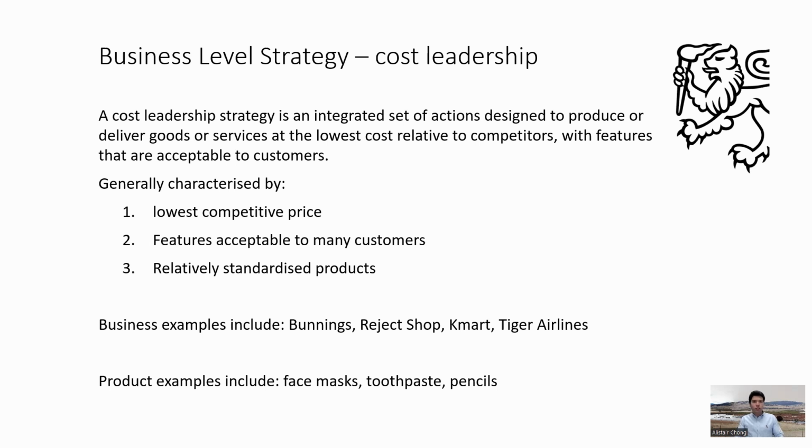Like a number of the business strategy definitions, a cost leadership strategy is an integrated set of actions designed to produce or deliver goods or services at the lowest cost relative to competitors with features that are acceptable to customers. So they don't have to be different, they don't have to be exciting, they don't have to be special, they just have to be acceptable. And this is generally characterized by a very low competitive price, features which are acceptable to many customers, and relatively standardized products. And you can see some business examples there, being Bunnings or the Reject Shop or Kmart or even Tiger Airlines, where some product examples are face masks or toothpaste or pencils.